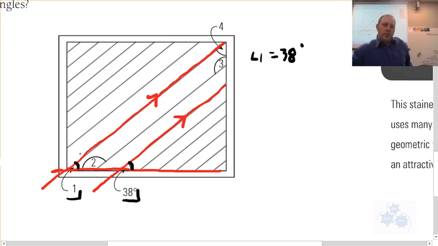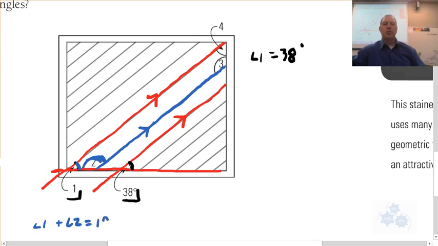Now angle 2, if you notice, angle 1 and 2 are the same side interior angles to two parallel lines, right? And so from our work before, we know that angle 1 and angle 2, let's write it down here, have to add up to 180.